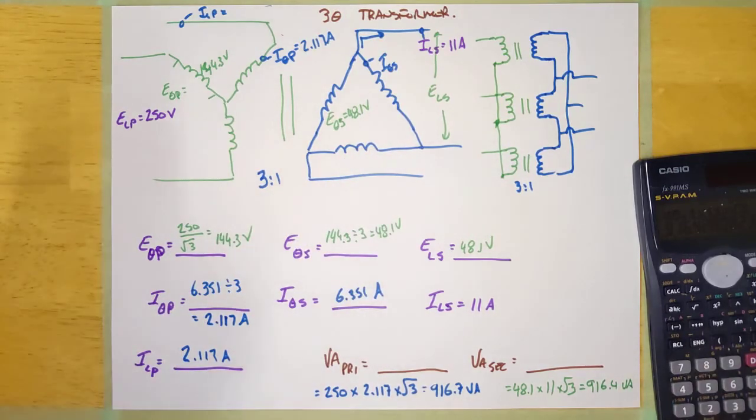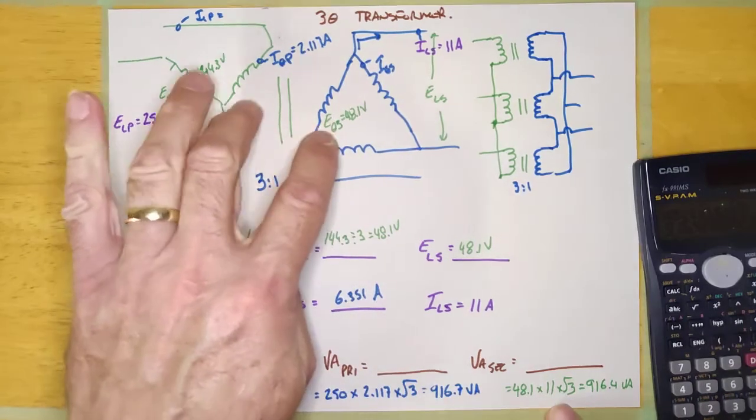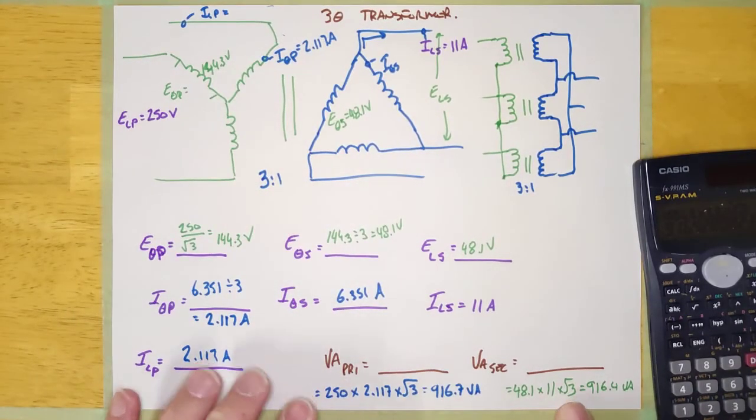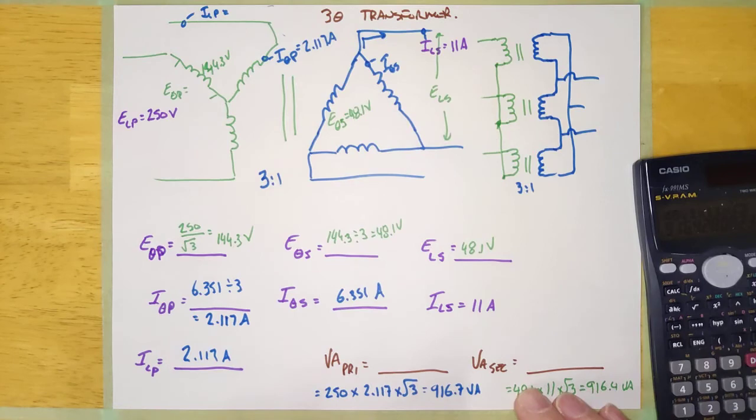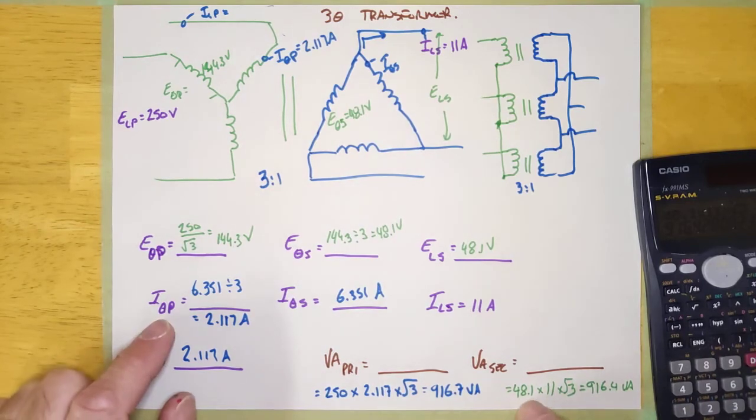I don't care what formulas you use, okay? If you're getting two different VAs from your calculator for your transformer, you made a mistake, okay? You used the wrong values, the wrong formulas, the wrong something. I don't know what. All right, guys?